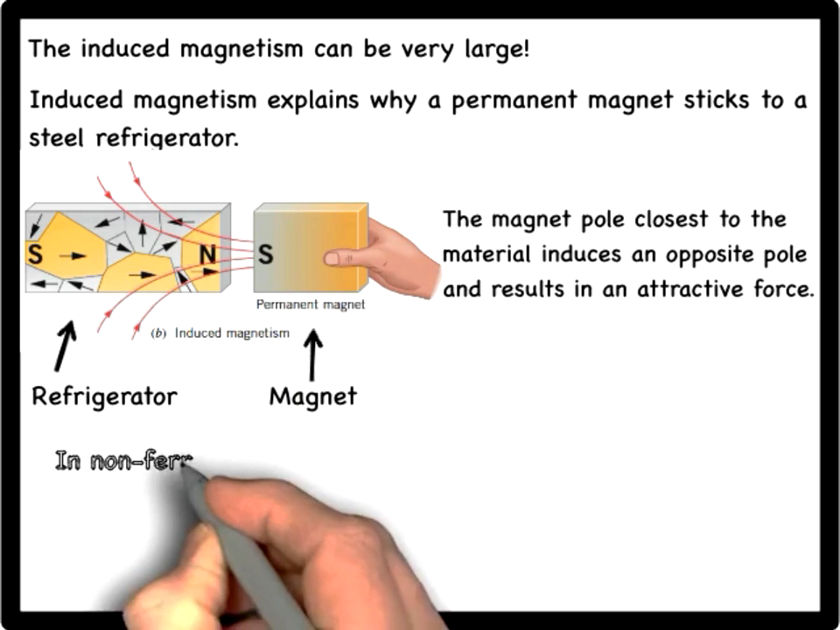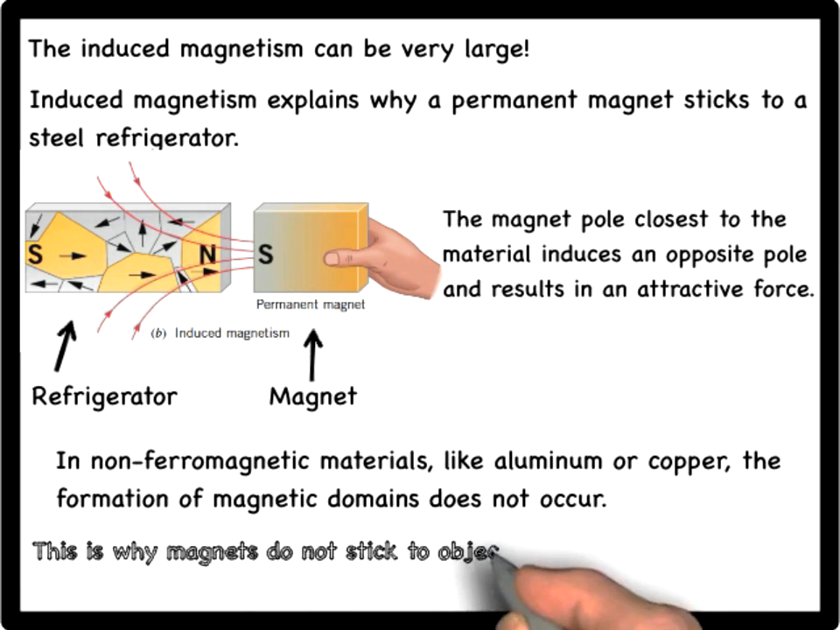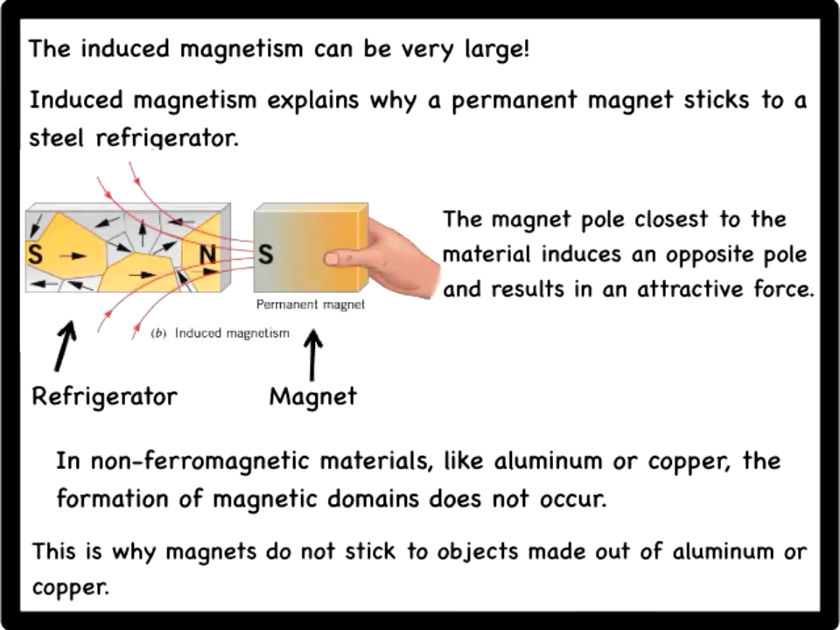In non-ferromagnetic materials, such as aluminum and copper, the formation of magnetic domains does not occur, so magnetism cannot be induced in these substances. Consequently, magnets do not stick to aluminum cans or to copper tubing.